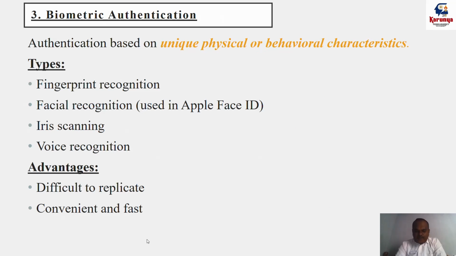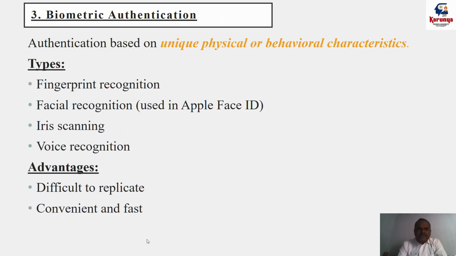So the popular biometric authentication methods are fingerprint recognition, facial recognition, iris scanning, and voice recognition. These are the different kinds of biometric authentication. They protect your system as well as your data from network anomalies. So these are the types.